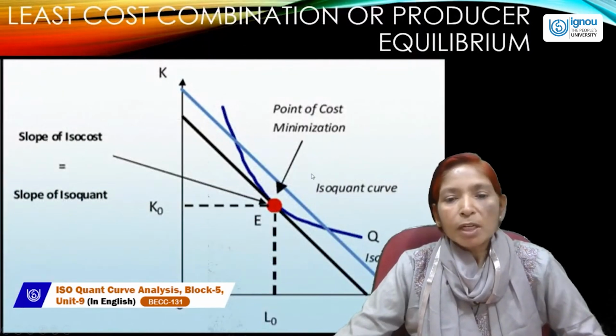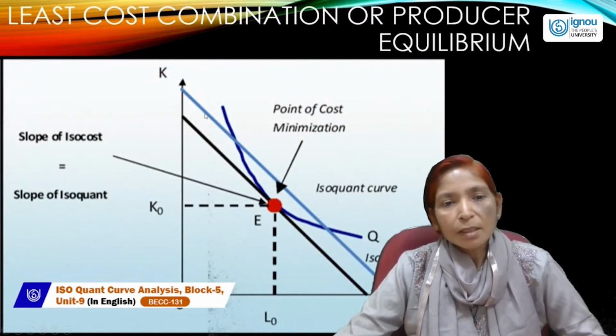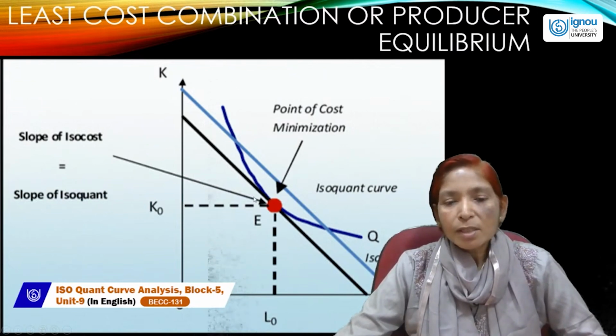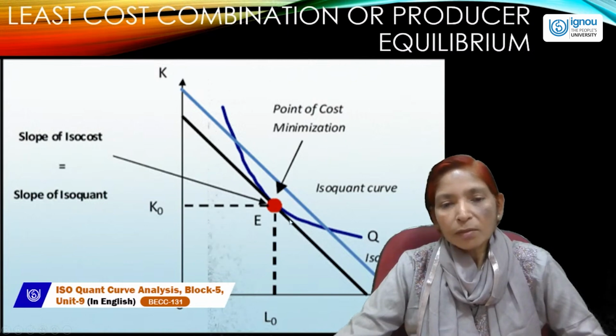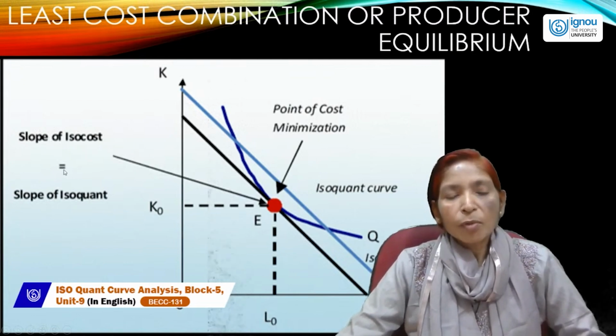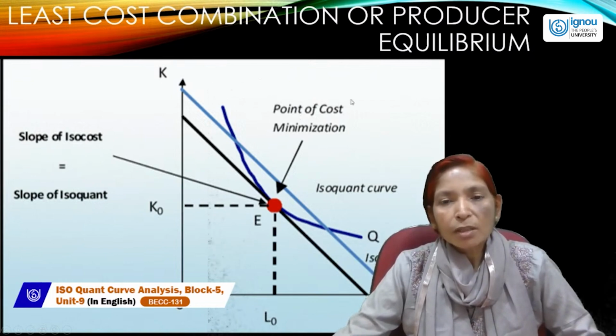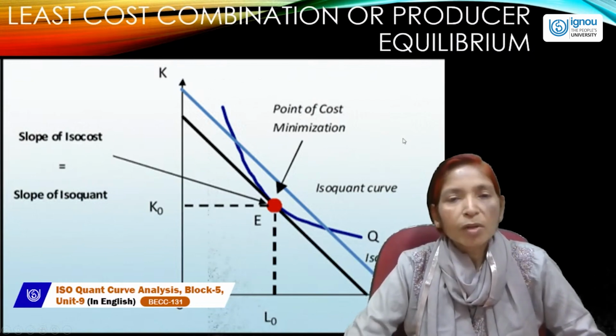So the least cost combination you can determine with the help of this diagram. We have discussed earlier that where the isoquant curve is tangent to this isocost line, this point is showing the point of cost minimization, and this line is the isoquant curve and the straight line is the isocost line, where the slope of isocost is equal to the slope of isoquant, that is showing the least cost combination or producer equilibrium.